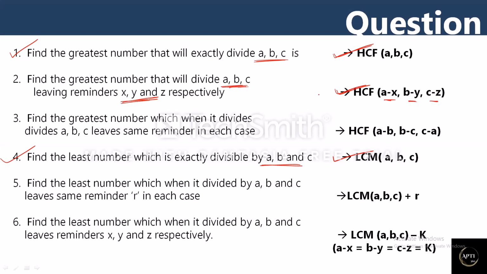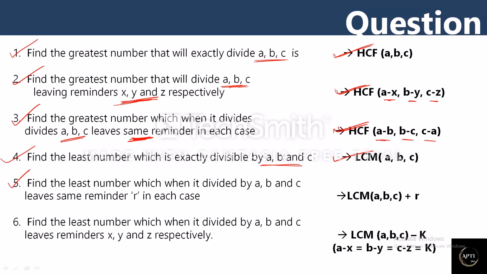Find the greatest number which, when it divides A, B, C, leaves the same remainder. Remember the difference between the second and third questions: in the second question there are 3 different remainders, in the third the same remainder. Whatever the remainder is, 1, 2, 3 and so on, it should be the same. Then we take the highest common factor of A minus B, B minus C, C minus A. Actually there is a proof of why we take A minus B, B minus C and C minus A, but we don't have time to discuss all these proofs. You just remember how to take the HCF of the given values.